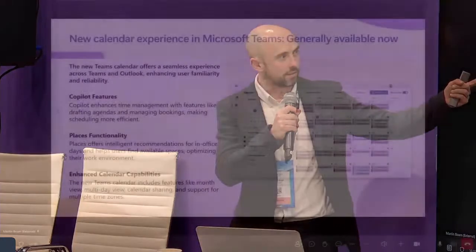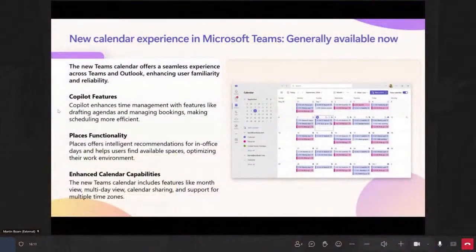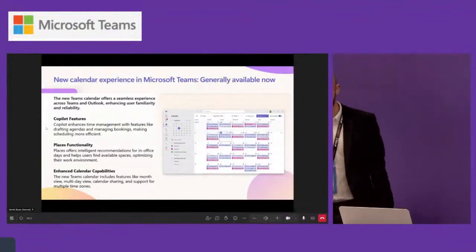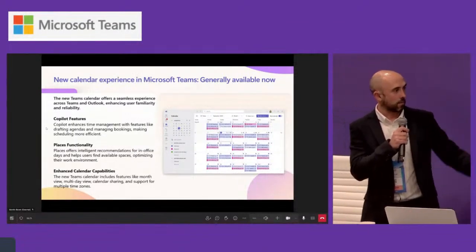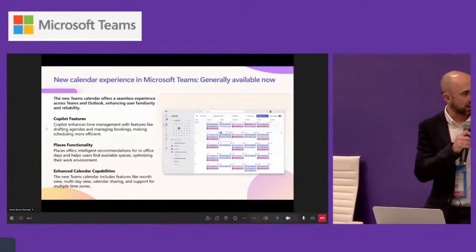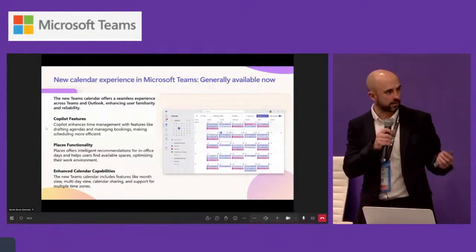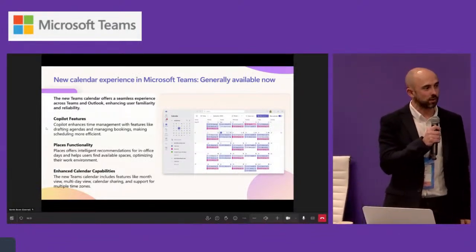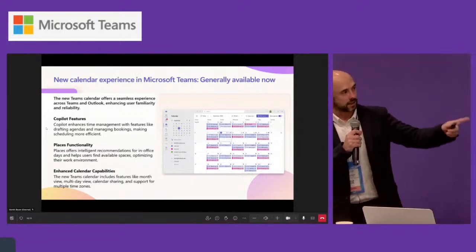So if you are a Copilot customer, there are Copilot features. With Copilot, you can draft agendas, have managed bookings, overall making scheduling more efficient. Microsoft Places, so if you joined the session previously, Brennan was talking all about Microsoft Places. You can have intelligent recommendations for in-office days, finding available spaces, available rooms. That is in the new calendar experience.